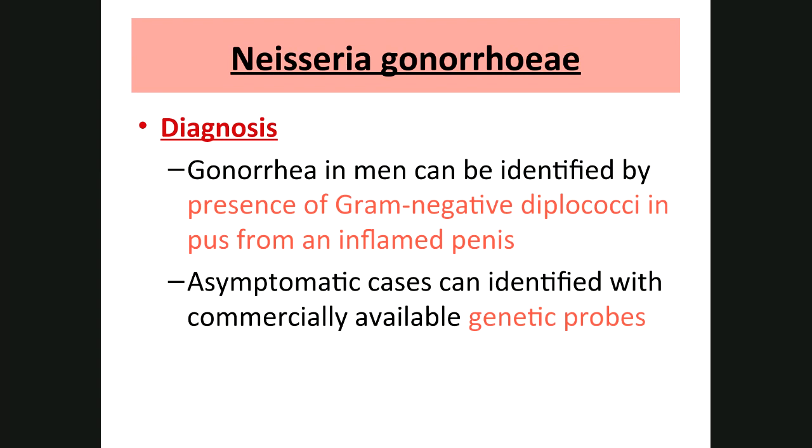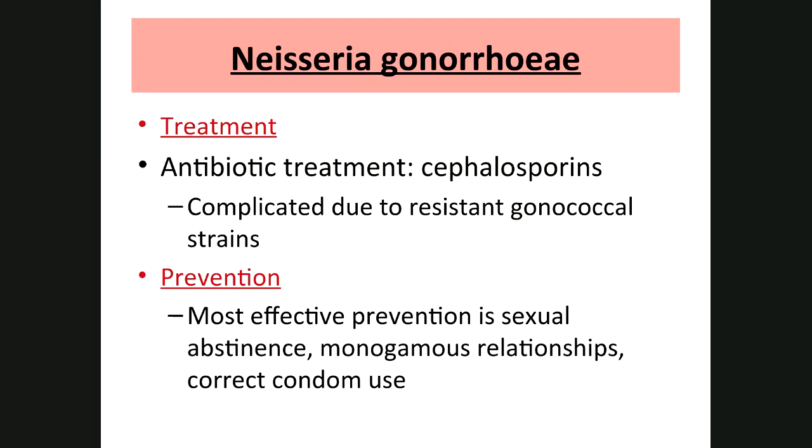Diagnosis is typically just by identifying the organism from some type of discharge, vaginal discharge or a discharge from a penile. There are genetic probes, genetic tests that use antigen antibodies. Those are typically expensive though. Treatment, antibiotics like cephalosporins. Prevention, sexual abstinence, monogamous relationships, correct use of condoms.